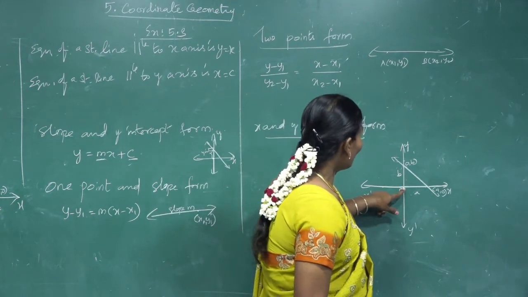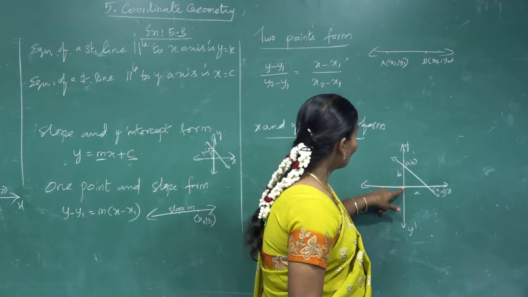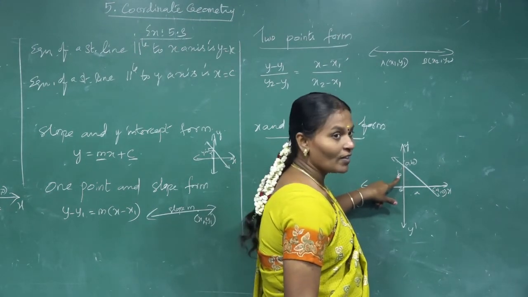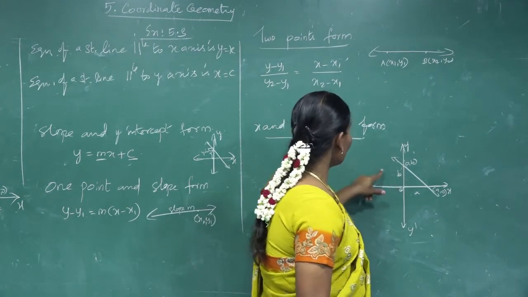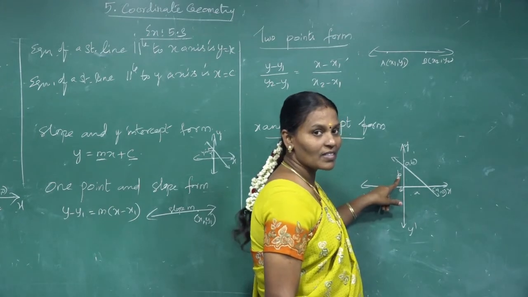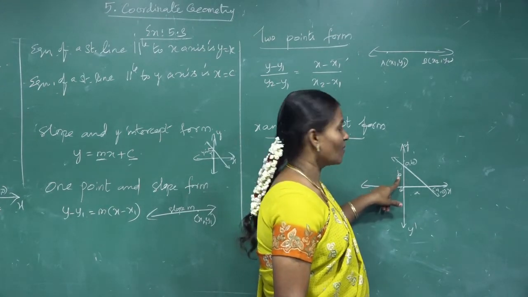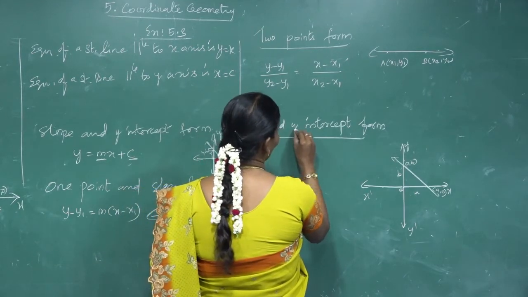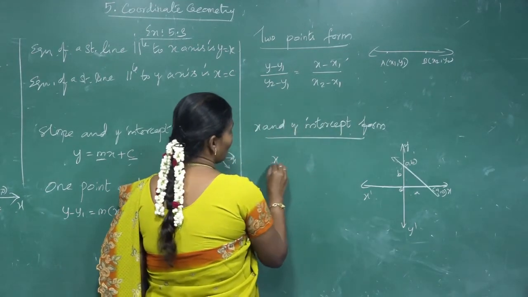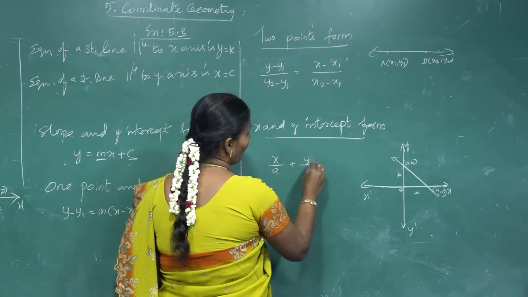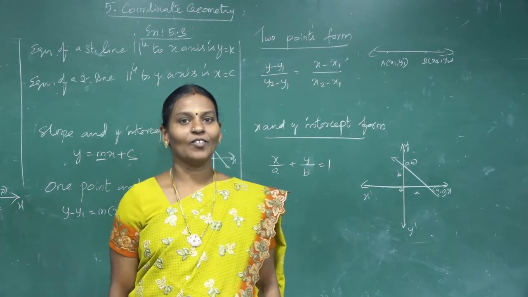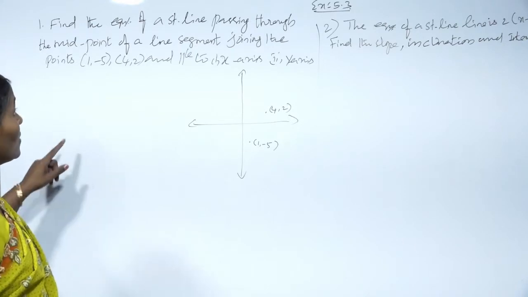So from 0, that means origin to the intersecting point, the distance between these is b. So the y-intercept is b. Here we consider the y-intercept is b. So what is the general form of x and y-intercept? x by a plus y by b is equal to 1. Understand, children? Good.